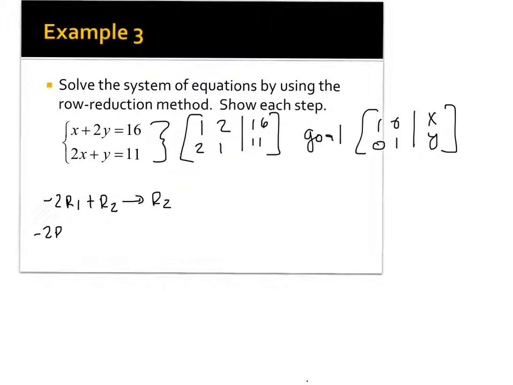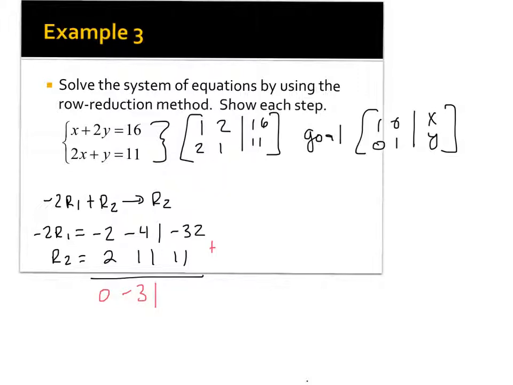So -2 times row 1 is equal to -2, -4, and -32. Row 2 is equal to 2, 1, and 11. And so now I'm going to add these guys together. So I get 0, -3, the divider, and then -32 and 11 is a -21. And I use this information now to rewrite my next matrix.